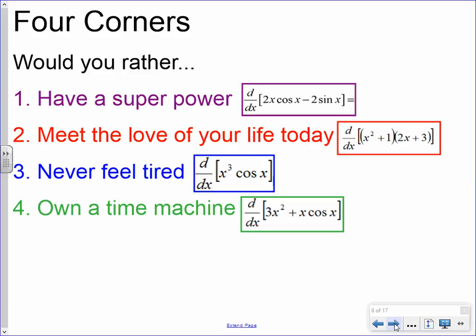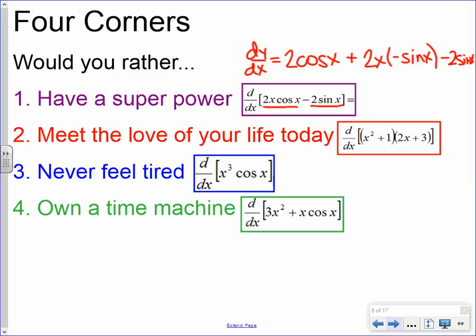Okay, a couple things that I want to talk about. For both number 1 and number 4, notice how there is addition. For this purple one, you have a product rule here, but not here. For this product rule, derivative of the first times the second plus the first times the derivative of the second, and then you would subtract 2 sine of x. Or excuse me, the derivative of 2 sine of x, which would be 2 cosine x.